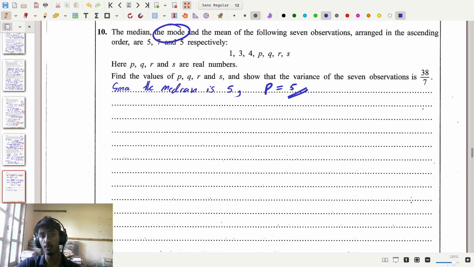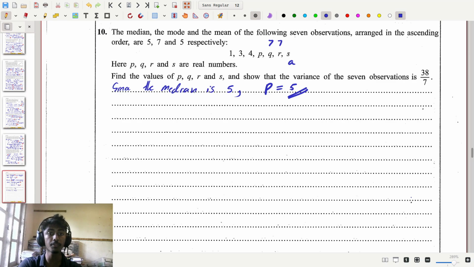So let's first consider the mode. The mode is the most commonly occurring value in our set of data. Now in our set of data, the first 4 values are 1, 3, 4, and P, which is 5, none of which are equal to 7. And due to this, if 7 is the most commonly occurring value, then out of the remaining 3 values, at least 2 of them must be equal to 7. So out of these 3 values, Q, R, and S, 2 of them are 7 and the other value is something else. It could be equal to 7 also, but we don't really know that. So we will just say it is equal to something else, let's say A.